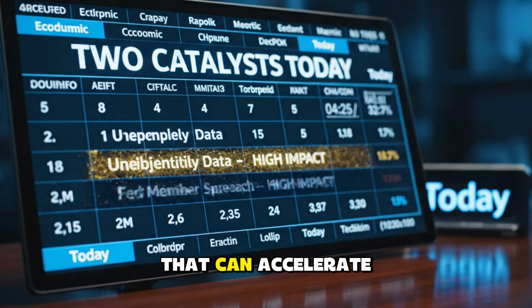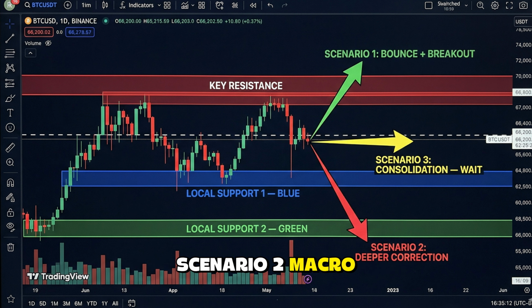Scenario 1. USDTD hits resistance and gets rejected. Macro data is neutral or positive. Bitcoin bounces from local support, correction is over, continuation higher begins. Scenario 2. Macro data is negative. USDTD breaks above resistance, correction extends deeper, next support zones below come into play.